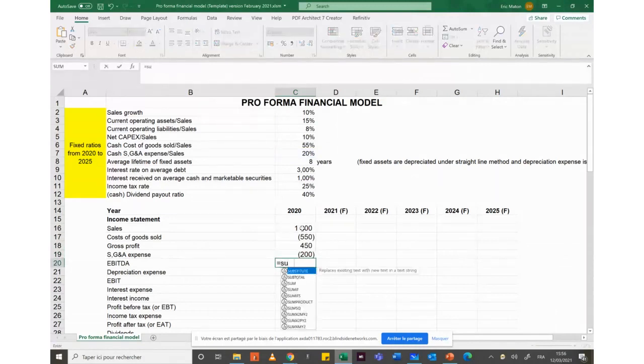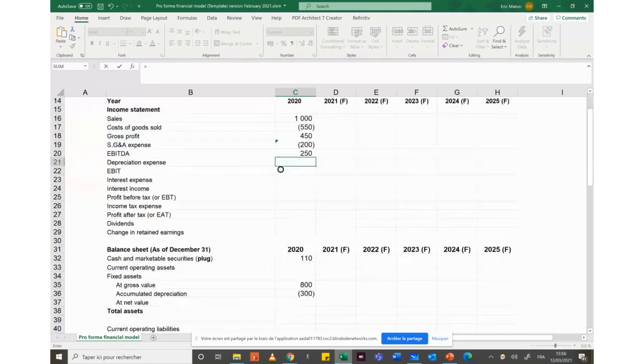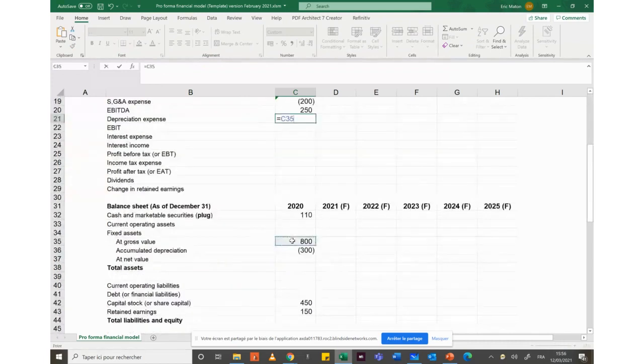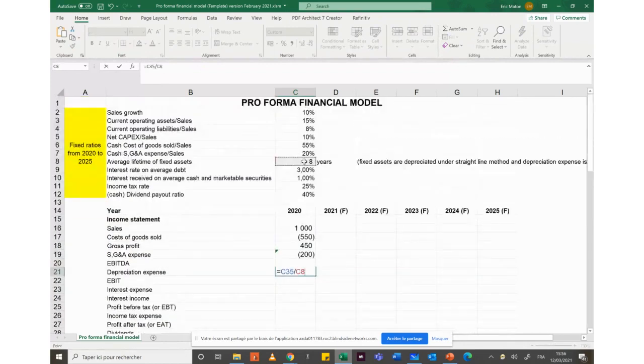So it's cash cost of goods sold, okay? Cash. So we finish with EBITDA. Now the depreciation and amortization expense is equal to the gross value divided by the average lifetime. So if we keep it at an average of 8 years and we use the straight line method, we can directly divide by 8. 100. So it's in minus, it's an expense. So the EBIT, it's this one.